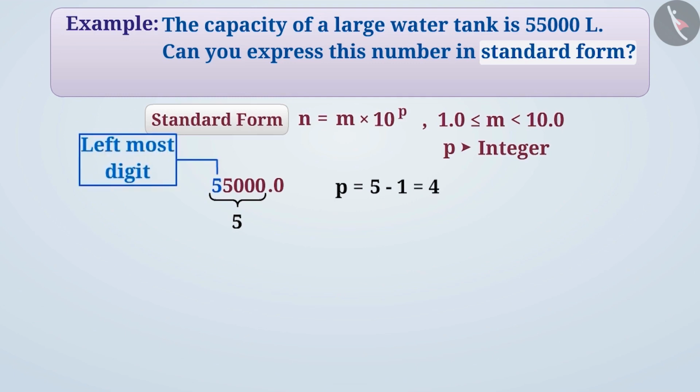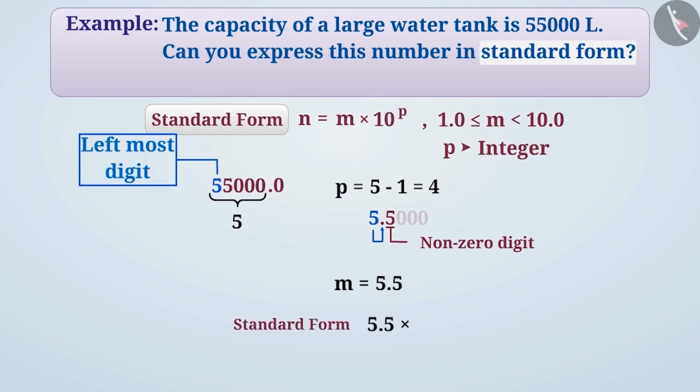Next, we will place the decimal point to the right of the leftmost digit of the number. Then, we will ignore all zeros placed after the decimal point. This will give us the value of m as 5.5. Now, using the value of m and p, we can write the standard form of the number as 5.5 into 10 to the power of 4.